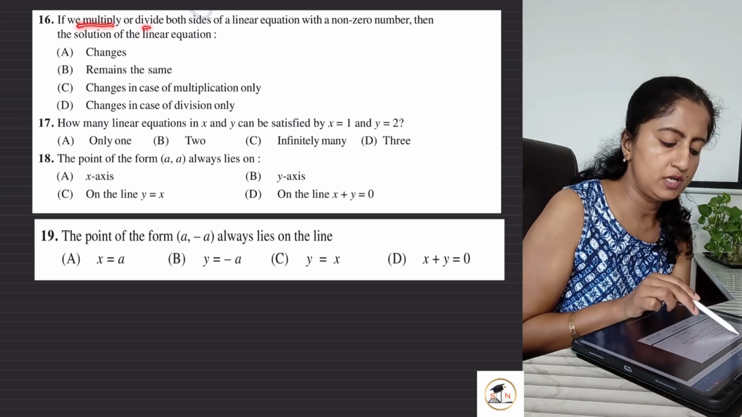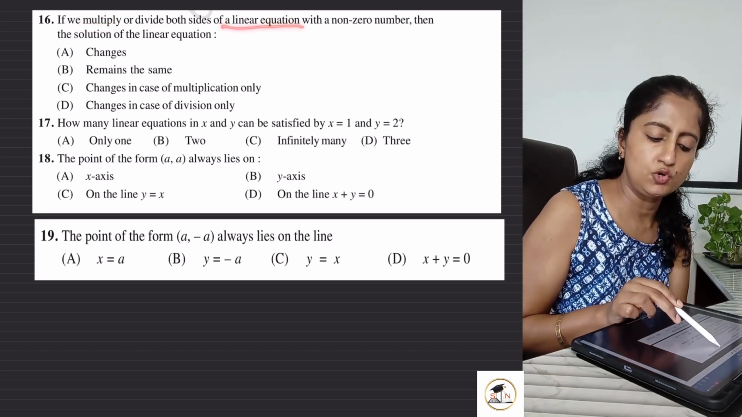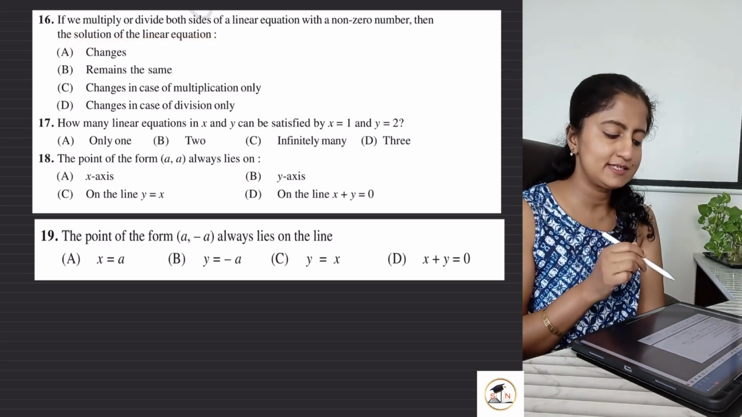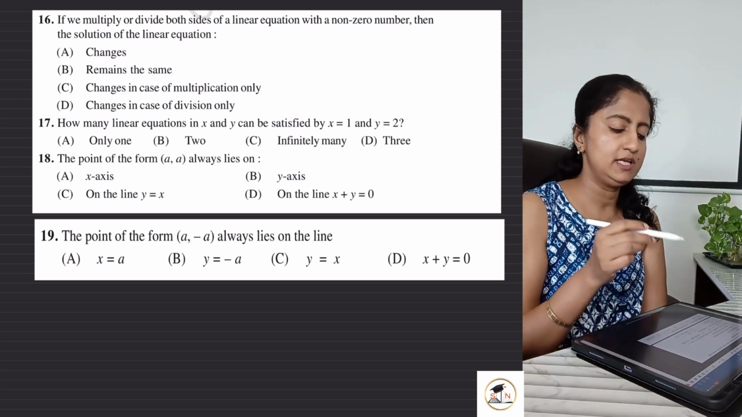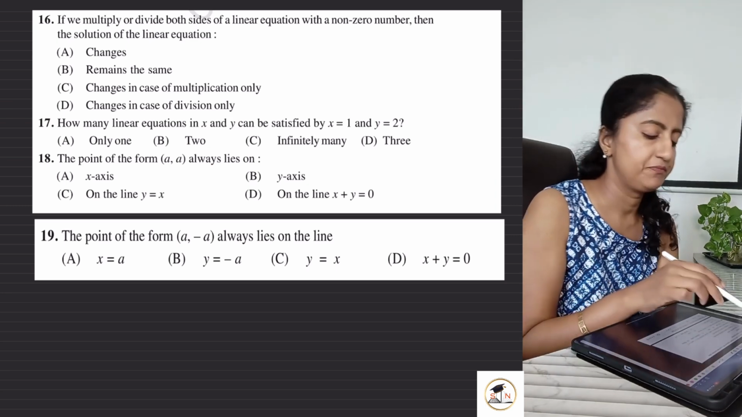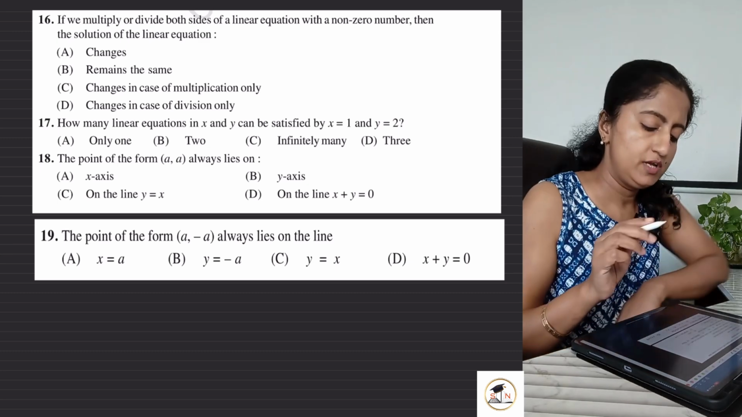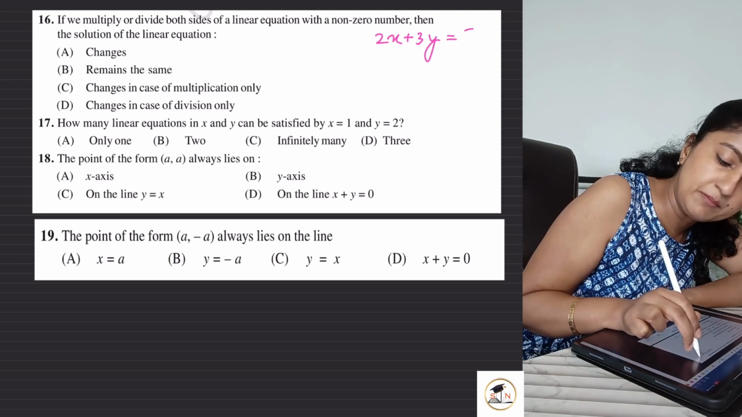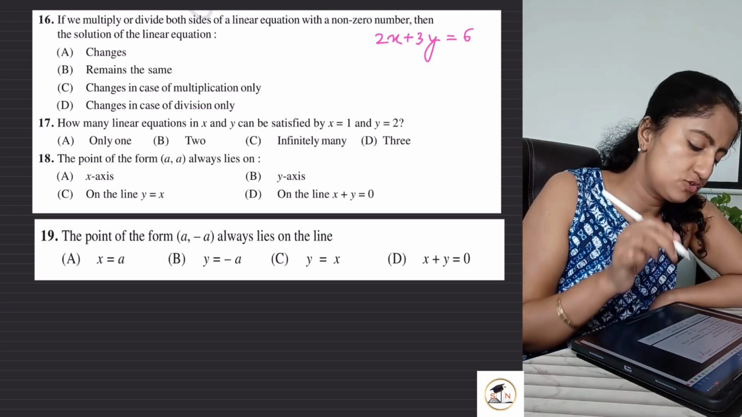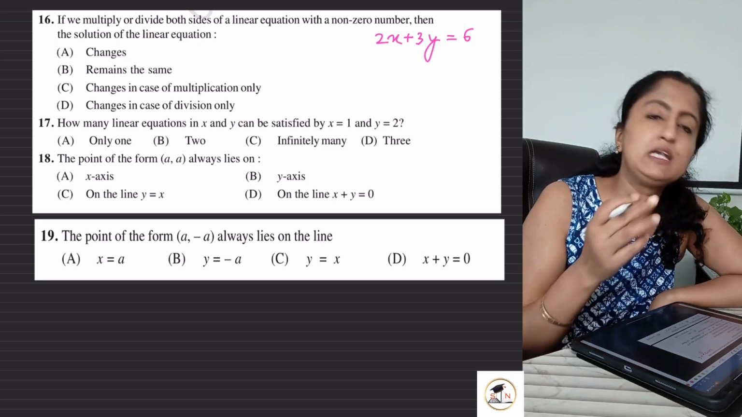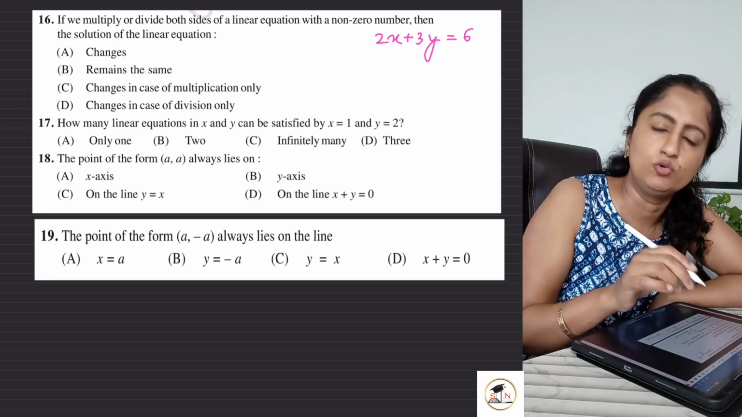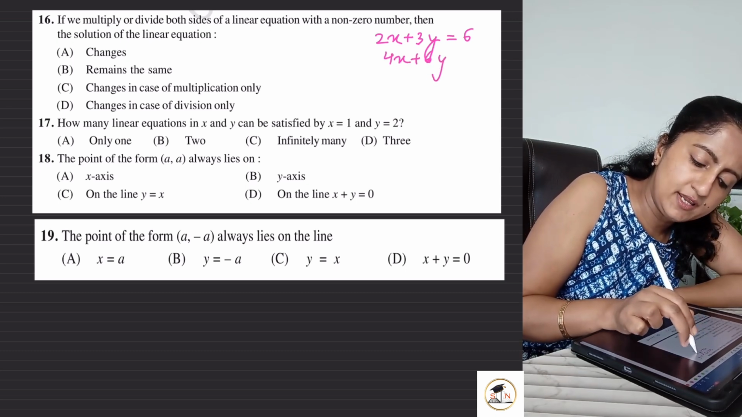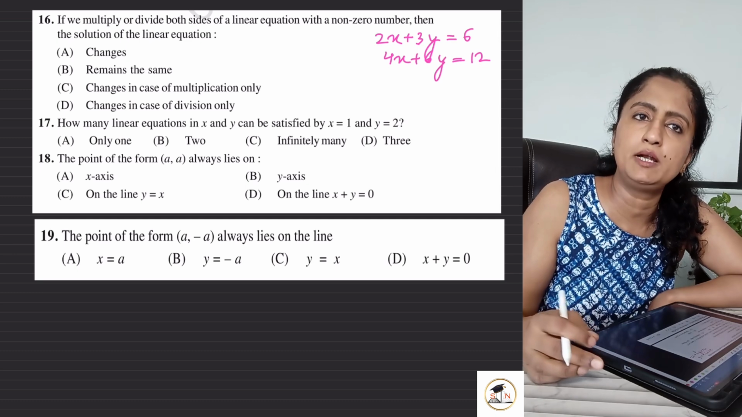Now the next set of questions, 16. If we multiply or divide both sides of a linear equation with a non-zero number, then the solution of the linear equation changes, remains the same, changes in case of multiplication only, or changes in case of division only. Okay, let's see how. Look, if we have any equation, I am taking 2x + 3y = 6, which we dealt with twice already, right? Now if I multiply both sides by 2, what will happen? We will get 4x + 6y = 12. Every number got multiplied by 2.